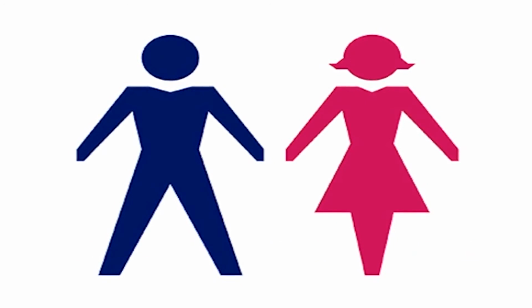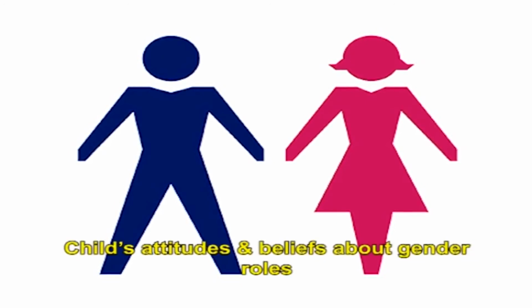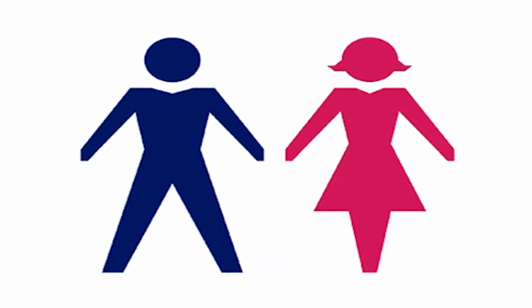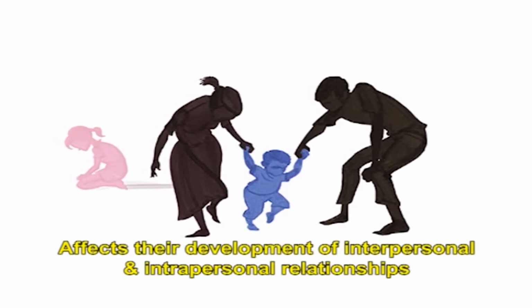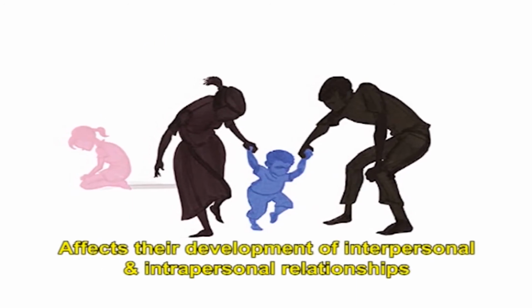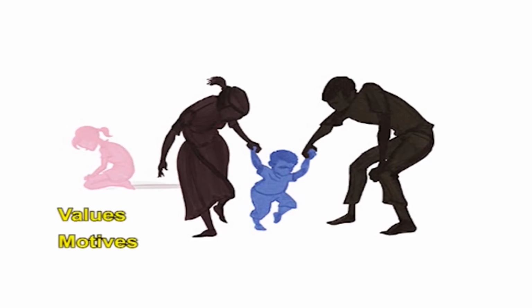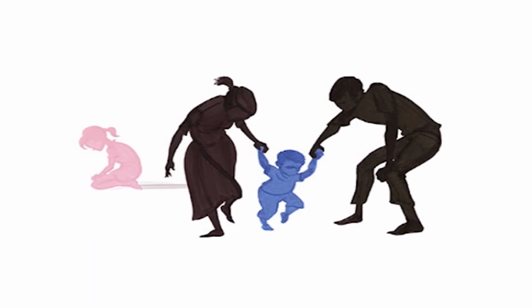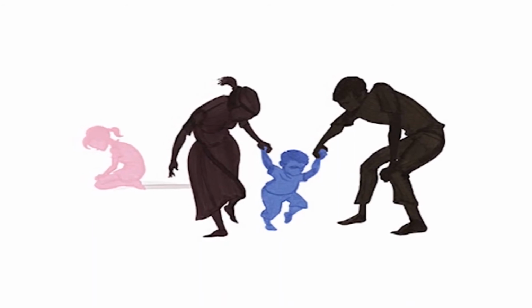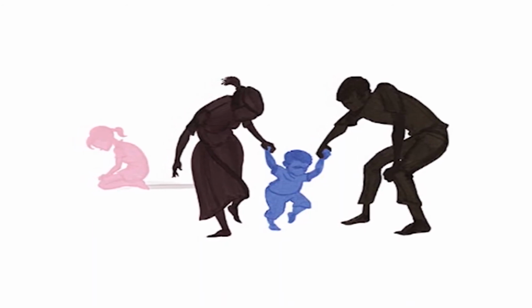Parents play a primary role in influencing their child's attitude and beliefs about gender roles. Parents should be careful about the messages they are sending. This affects their development of interpersonal and intrapersonal relationships. Children learn values, motives, and behaviors from their parents and the culture within which they live. This includes their beliefs about gender.